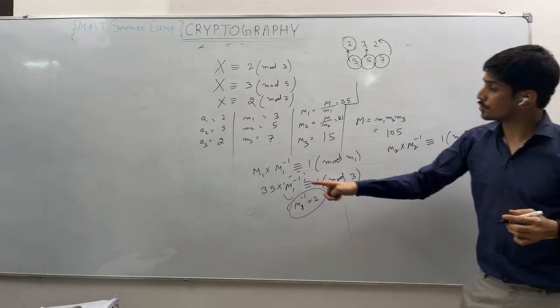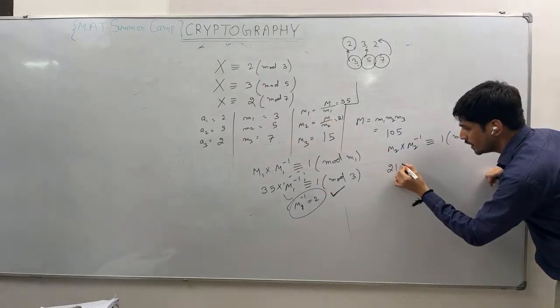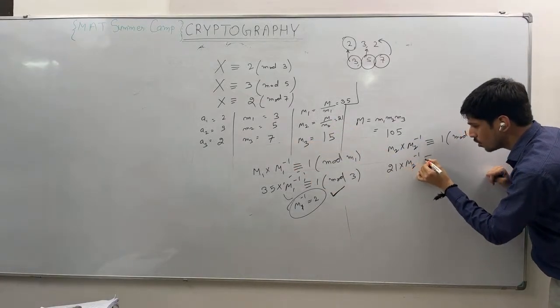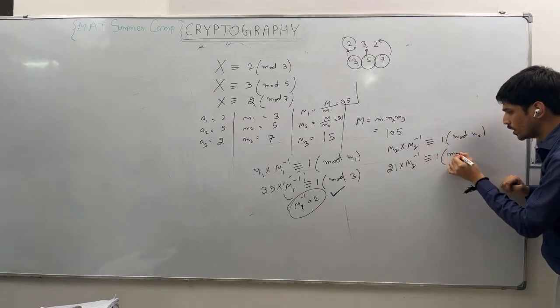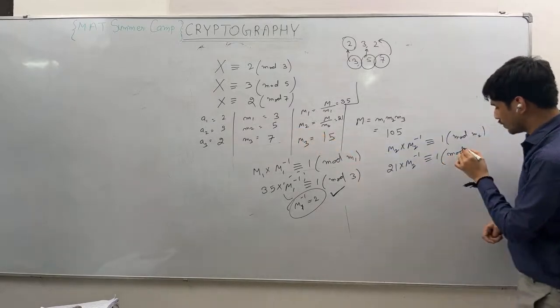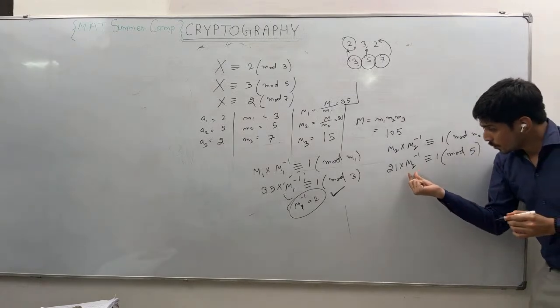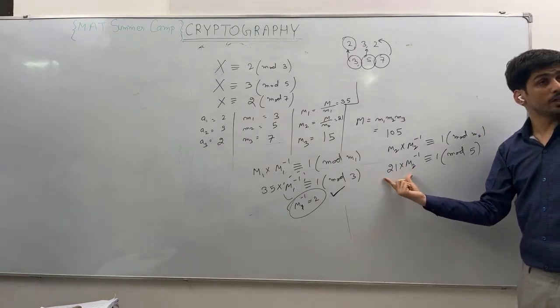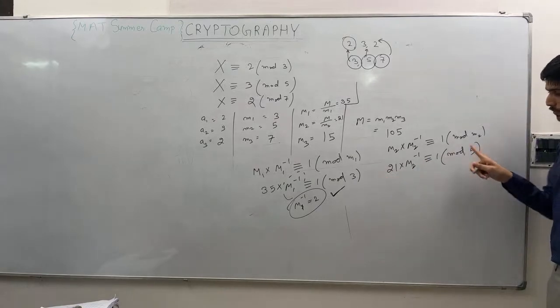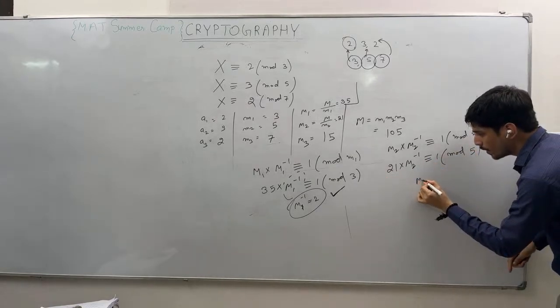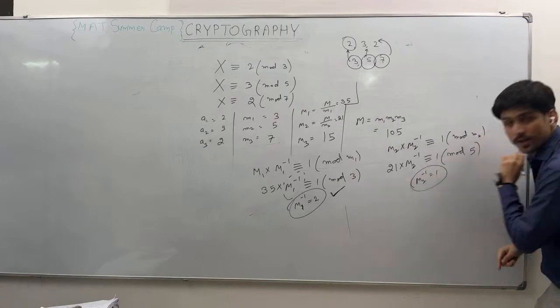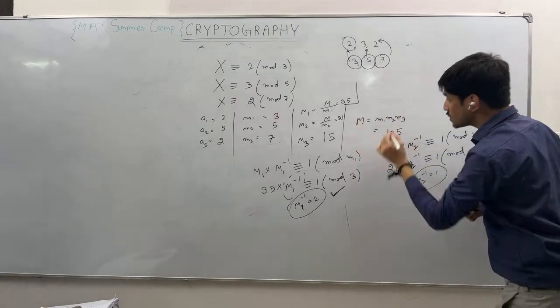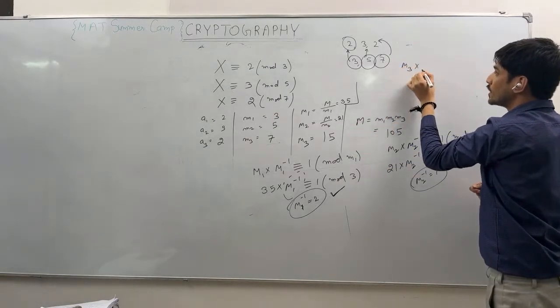What is capital M2? 21. Here we have M2 times m2 inverse congruent to 1 mod small m2. What is small m2? 5. Now all of you try. What value should I take? 1. If I take 1, this will be 21. So 21, if I divide by 5, the remainder will be 1. It means m2 inverse is 1. Is it clear?